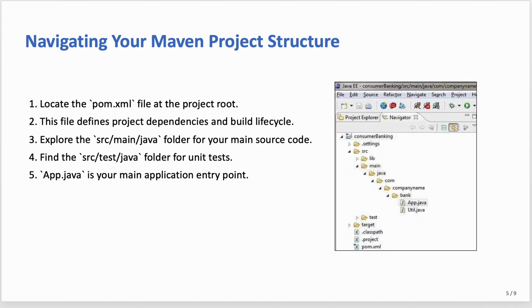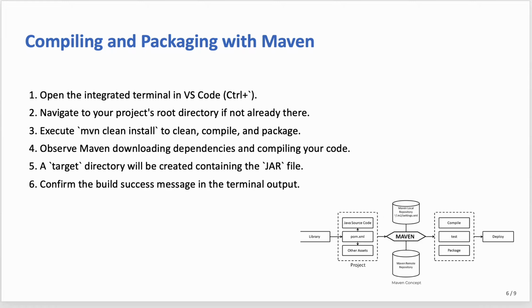Navigate the Maven project structure. Locate the pom.xml file at the project root; the file defines project dependencies and the build lifecycle. Explore the src/main/java folder for your main source code, and find the src/test/java folder for unit tests. App.java is your main application or entry point.